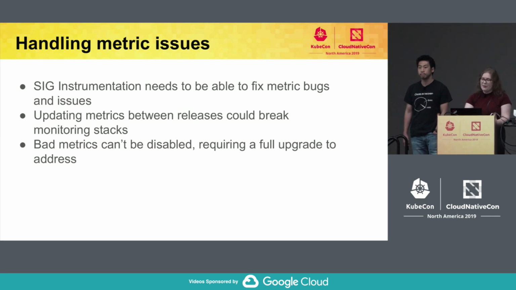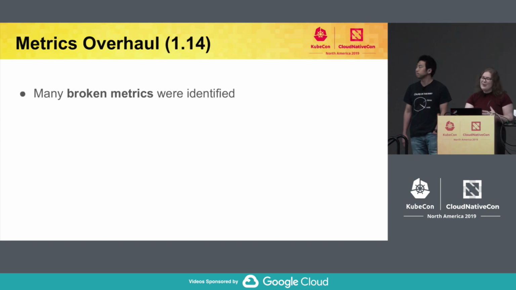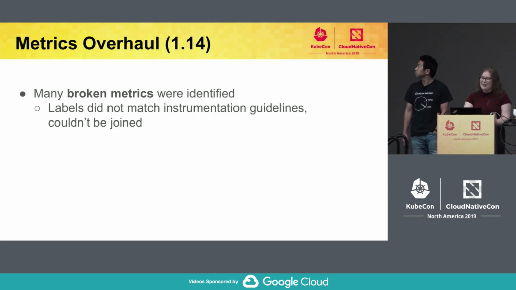So how can we coordinate developers to address this and ensure that end users are fully informed about these sorts of problems? SIG Instrumentation has spent a lot of time identifying and cataloging broken metrics, like in our API bucketing example, but that's not the only one. For example, the labels on cAdvisor metrics did not match the Kubernetes instrumentation guidelines, so they couldn't be joined with other Kubernetes metrics, like those exported by kube-state-metrics.